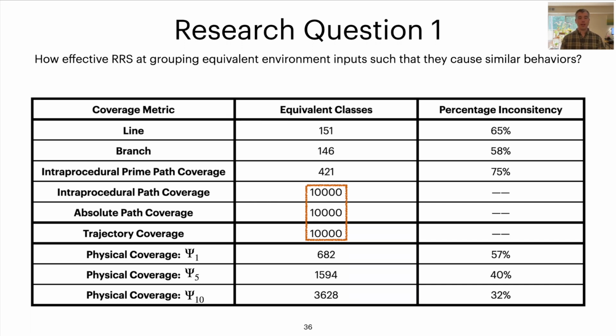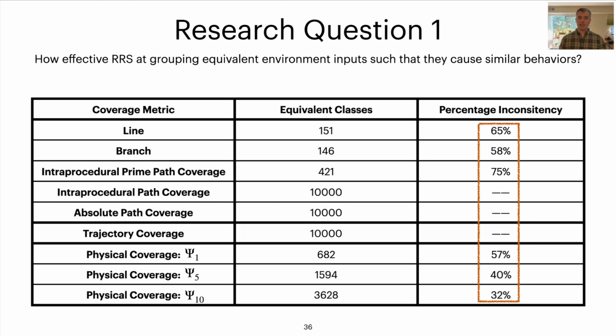This generates a class for every single test. This indicates that it's generating a way too fine abstraction, where it's unable to identify any similarities between any of the given tests. Physical coverage, on the other hand, is somewhere in between, where it's able to vary the number of classes between very few and many, depending on our approximation strength.